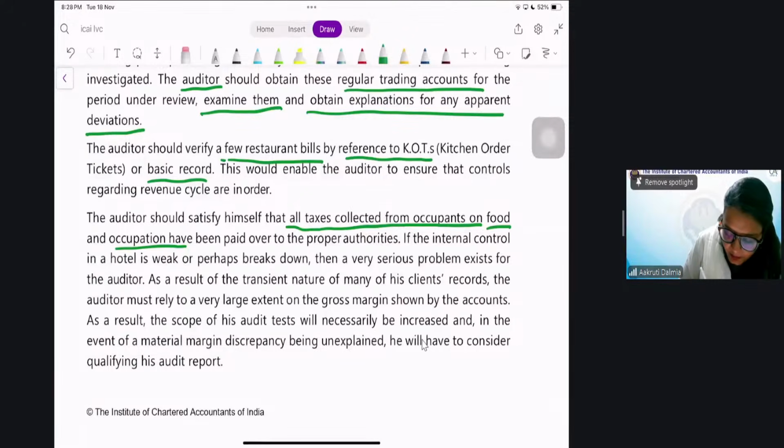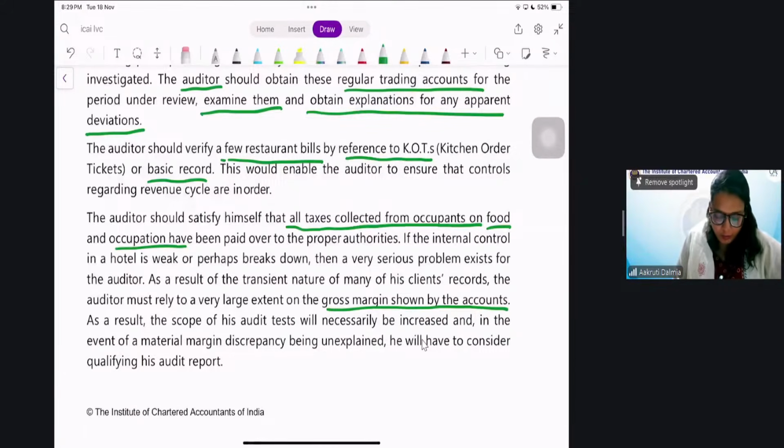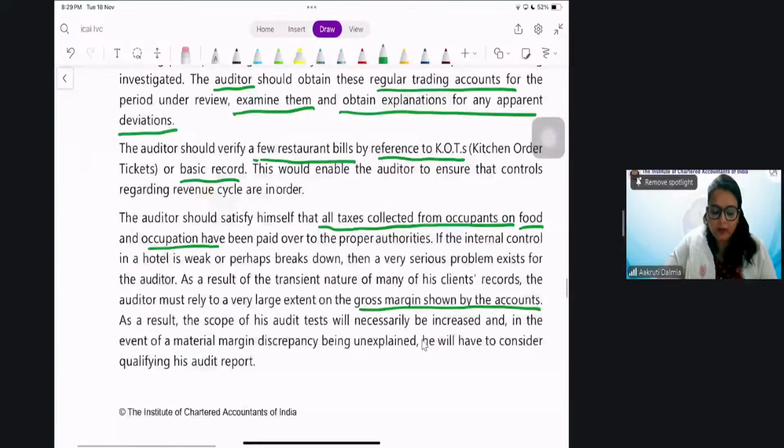As a result of the transient nature of many of his clients, what is transient? Temporary nature. Okay, transient is temporary nature. As a result of the transient nature of many of his clients' records, the auditor must rely to a very large extent on gross margin shown by the books. As a result, the scope of his test audit will necessarily be increased, and in the event of material margin discrepancy unexplained, he will have to reconsider qualifying his report. What does this mean? It means the same thing.